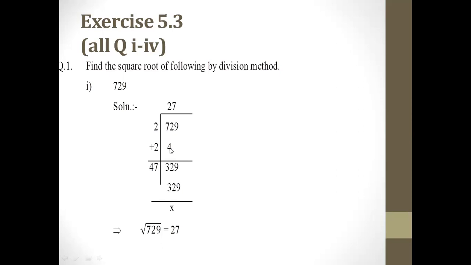So 7 minus 4, 3 will come, and 29. In the division method of square root, a single digit will not come down. The complete pair will come down. I say that first you make the pair. How do you make the pair? From the right side you start: 9 and 2 is one pair, and 7 is alone. So 7 you divide first.